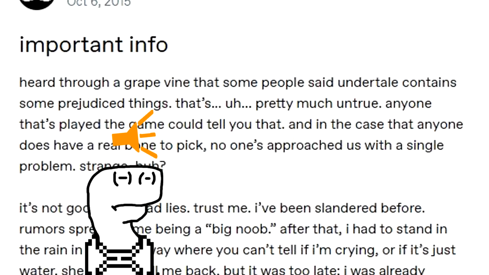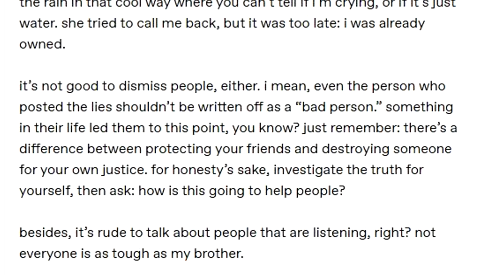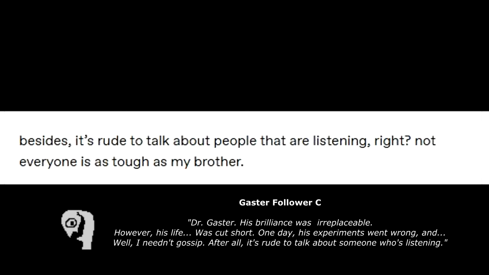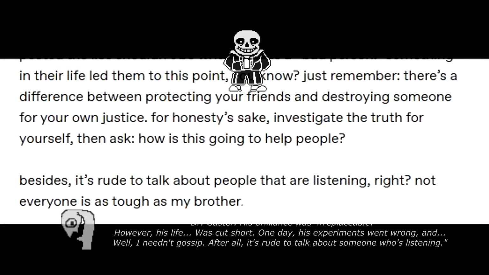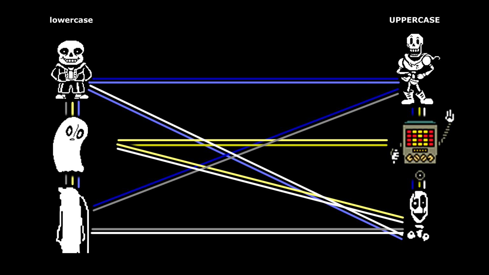And to that end, remember the Tumblr post I mentioned? Look at what's written here. Sans ominously echoes the Gaster follower sentiment of, it's rude to talk about someone who is listening, and that not everyone is as tough as his brother. Now we know that the Gaster follower was talking about Gaster, so if in this instance Sans was also talking about Gaster because he never explicitly mentions that he was talking about Papyrus, that may also imply that Gaster is in fact his brother, which fits into the familial tie theme that's running through all these connections, but that's a maybe.